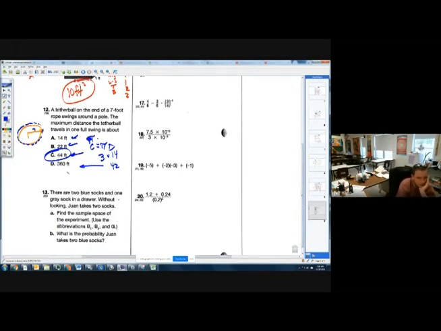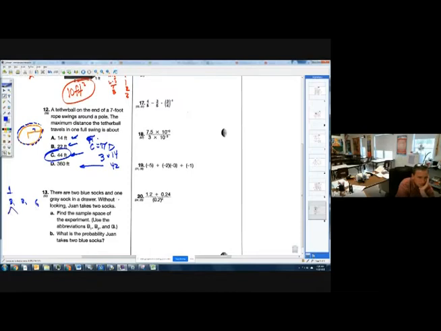Problem 13, there are 2 blue socks and 1 gray sock in a drawer. Ooh, 2 blue and 1 gray sock in a drawer. Without looking, Juan takes 2 socks out. Find the sample space for the experiment using B1, B2, B3. Okay, so on his first pick, Juan can pull out a blue 1, a blue 2, or a green. On his second pick, and we'll make a little tree diagram out of that.